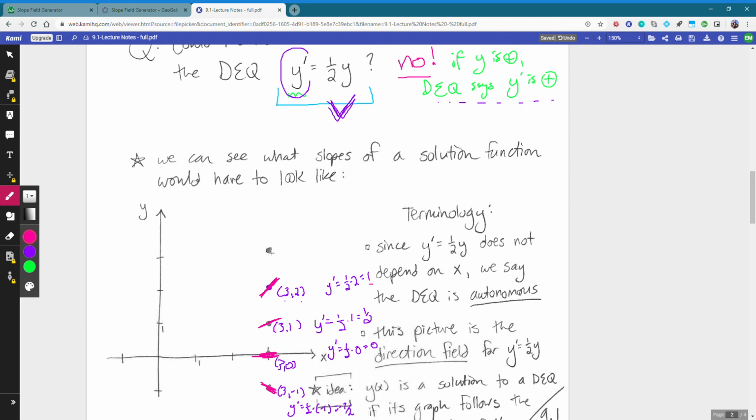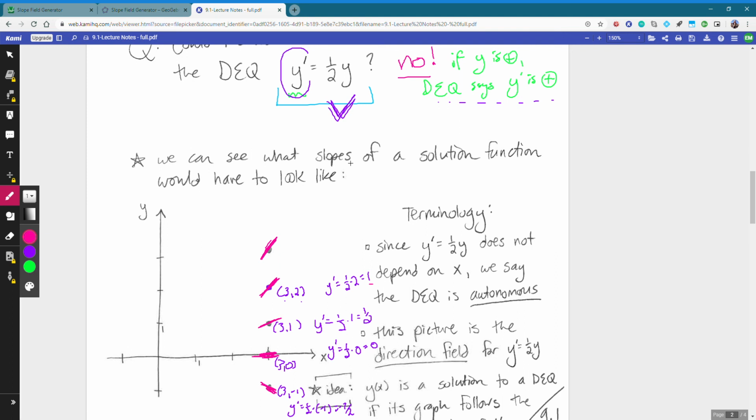Up here at 3, 3, it's going to have a slope of 1.5. It's going to have to be. So we make it just a little bit steeper than our slope of 1 that we drew right below. And we can start to see, at least for these points, what our slope would have to be. And we can imagine perhaps that these points are not somehow special. We could pick any point in the plane, and through our differential equation, see what the slope there would have to be for a solution function.